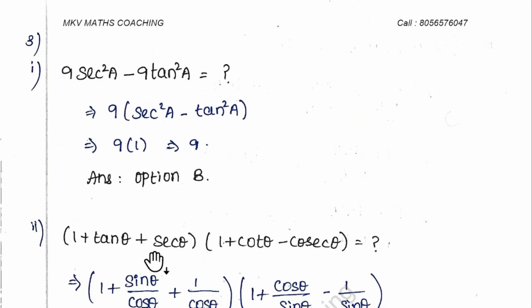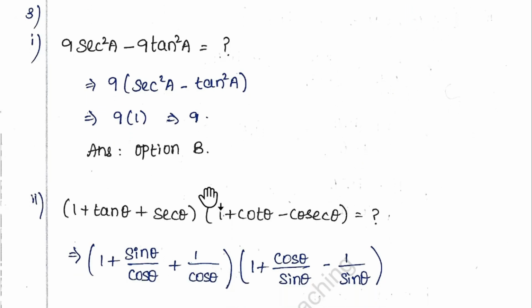Okay, so the third one: 9 into secant square minus 9 into tan square equal to 1. So can you see 9 is common here? So I'm taking 9 common out. You get the identity. So what is the value of the identity? Secant square minus tan square is 1. So the answer is 9. Option B.